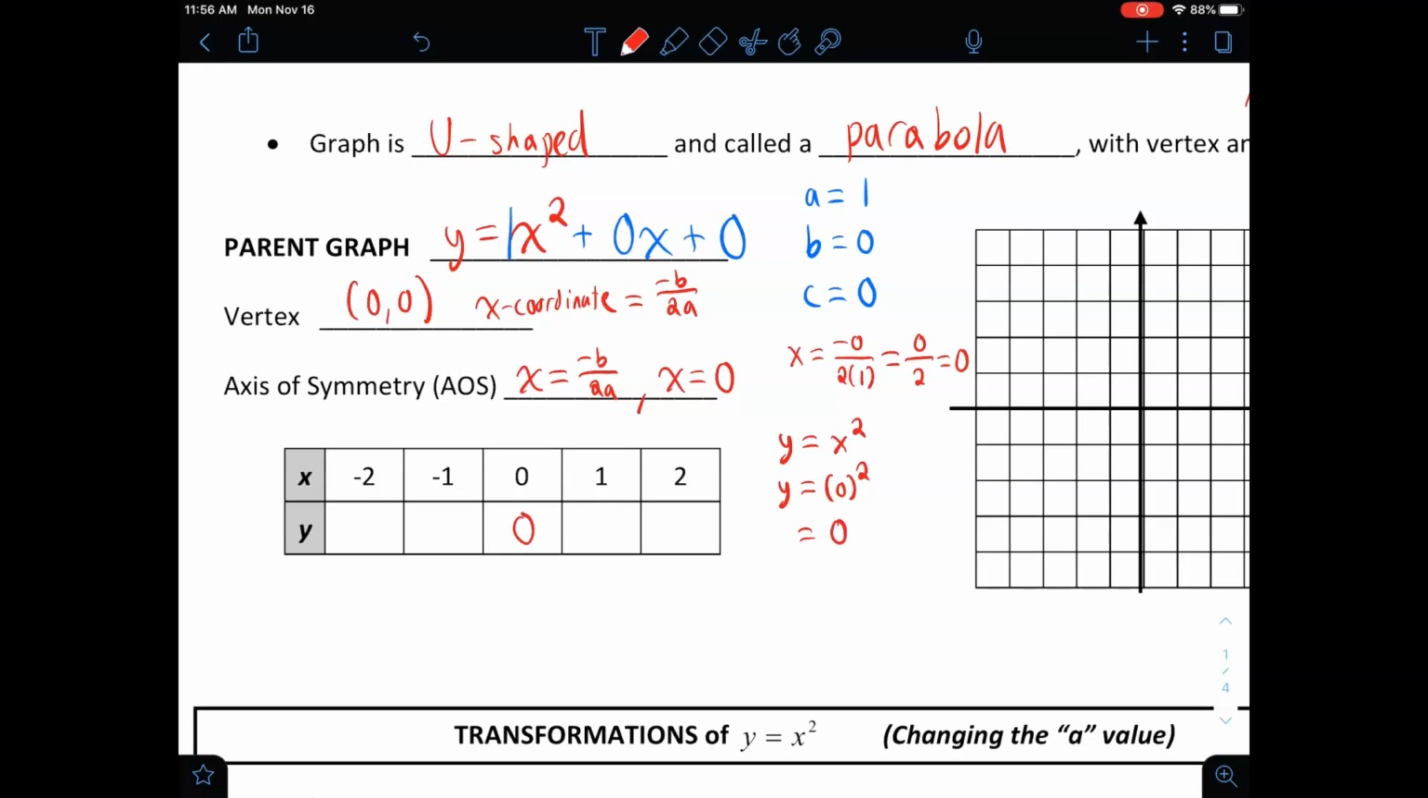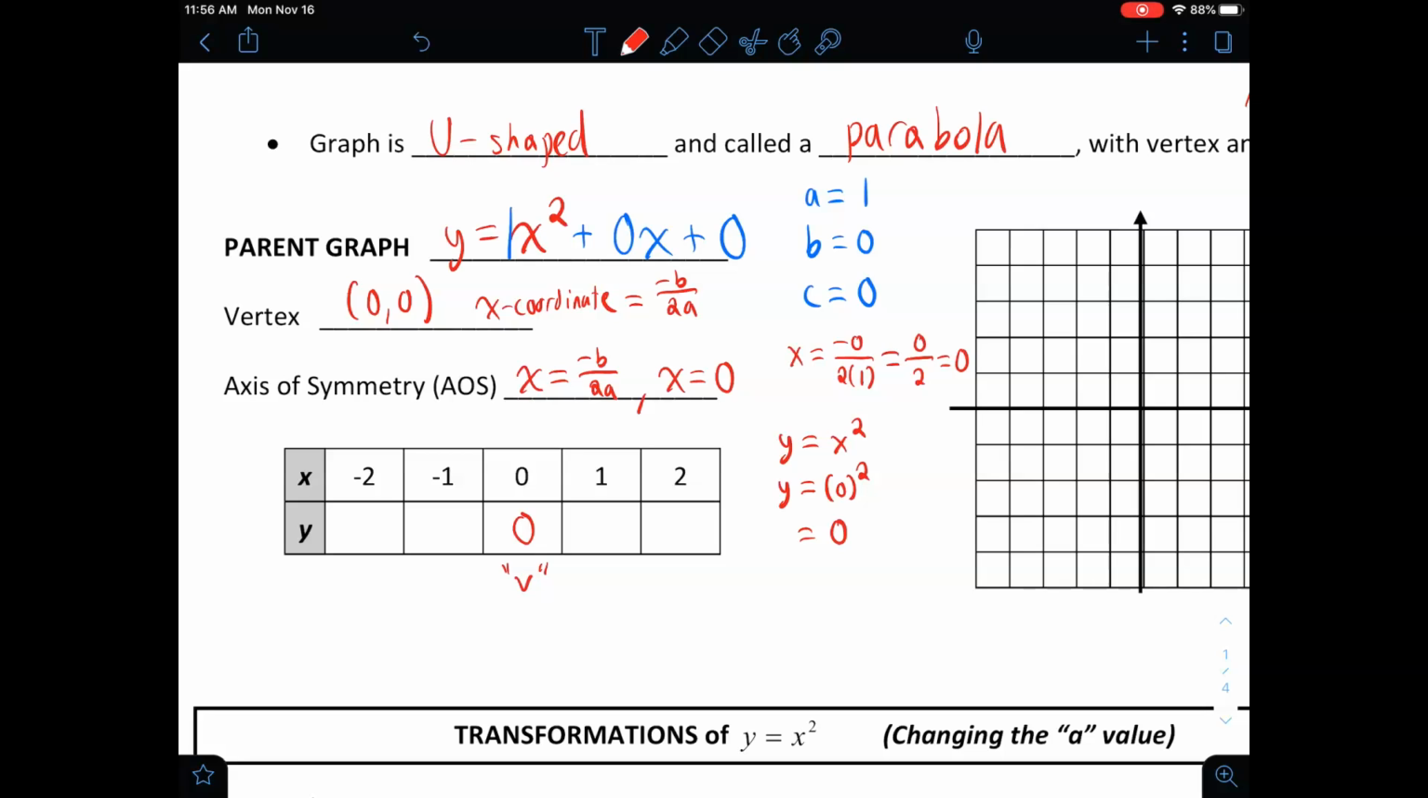So to find the x-coordinate of the vertex, plug in negative b over 2a. To find the y-coordinate, you're going to substitute whatever you get for x, which is 0, into the original equation, which is y equals x squared, or whatever the original equation was. Okay, so our vertex is going to be 0, 0. I'm going to put a little v right here in quotes. That's our vertex.